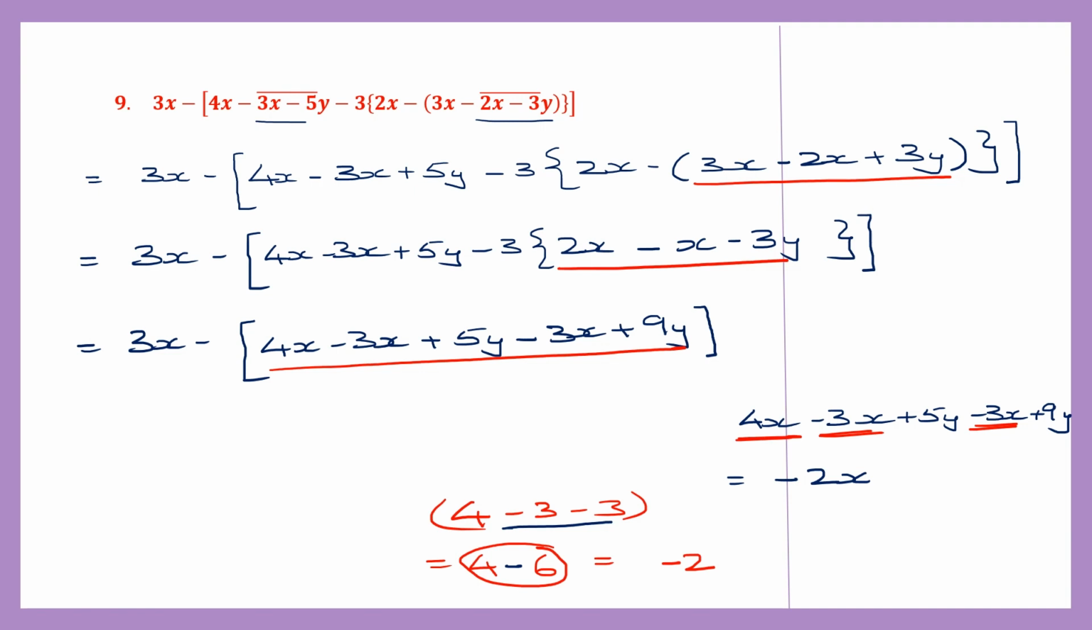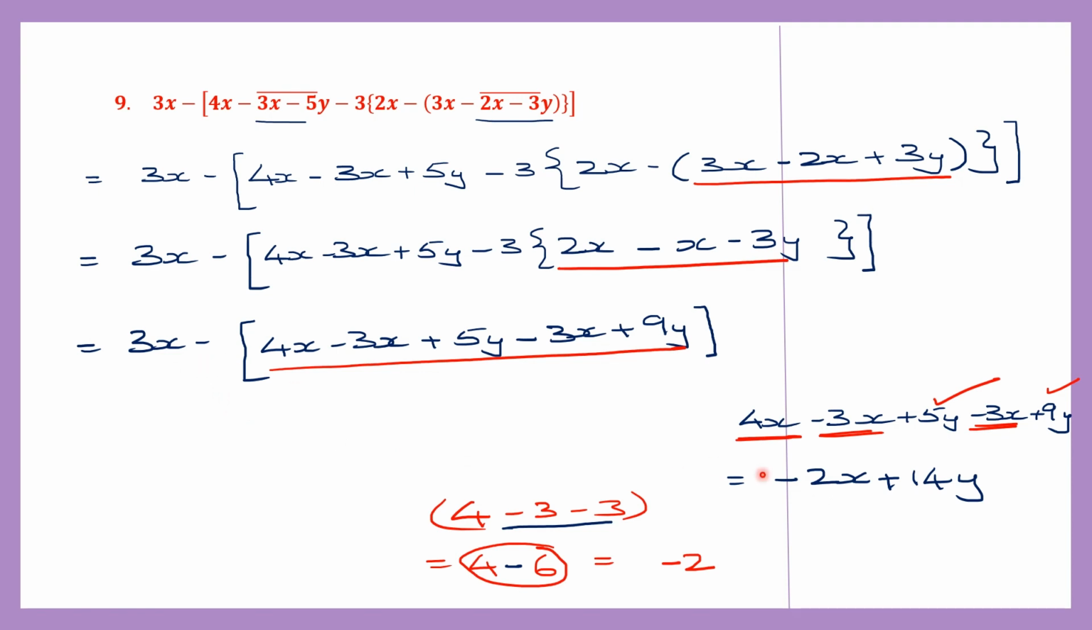Now let's look at the y term. So here we have plus 5y plus 9y. Both are plus, so we can add. Plus 5 plus 9 is 14, plus 14y. So what have we done here? We have tried to remove these brackets and we have worked out everything inside and we got minus 2x plus 14y.